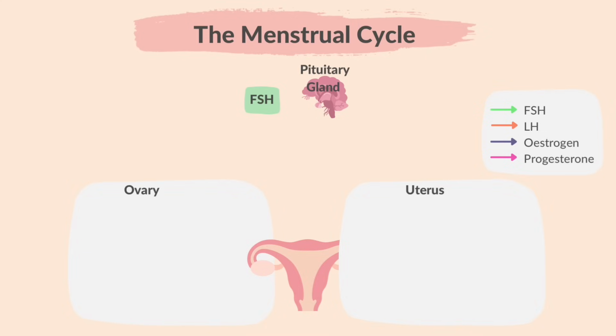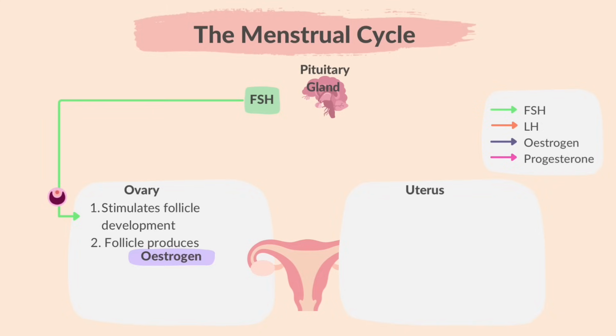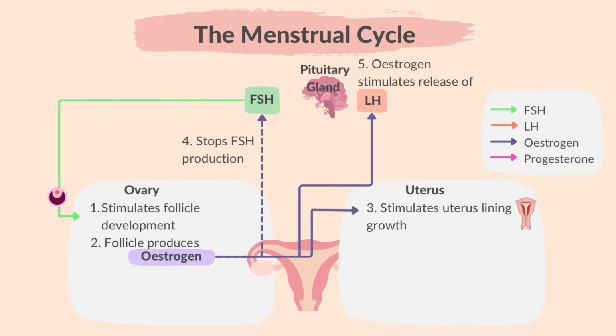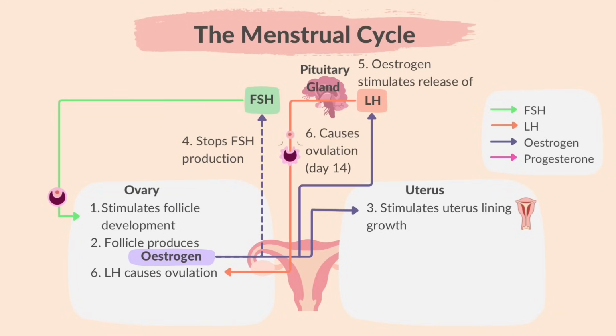The pituitary gland produces FSH, which stimulates the development of a follicle in the ovary. An egg develops inside the follicle and the follicle produces the hormone estrogen. Estrogen causes growth and repair of the lining of the uterus wall and inhibits the production of FSH. When estrogen rises to a high enough level, it stimulates the release of LH from the pituitary gland, which causes ovulation, usually around day 14 of the cycle.